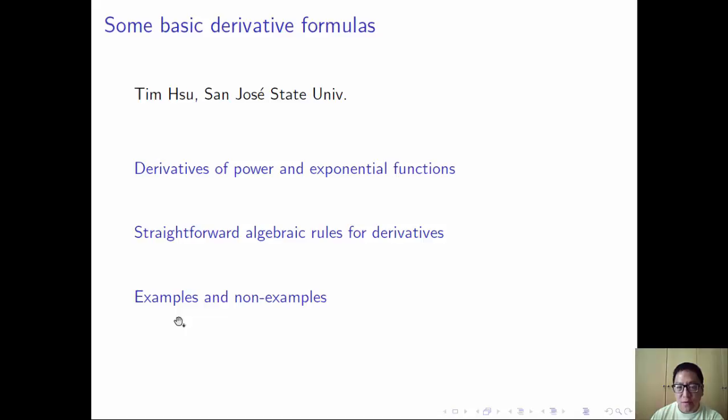What can we now compute using these rules? And also, maybe just as importantly, some non-examples. What can we not yet compute using only the rules that we know so far?